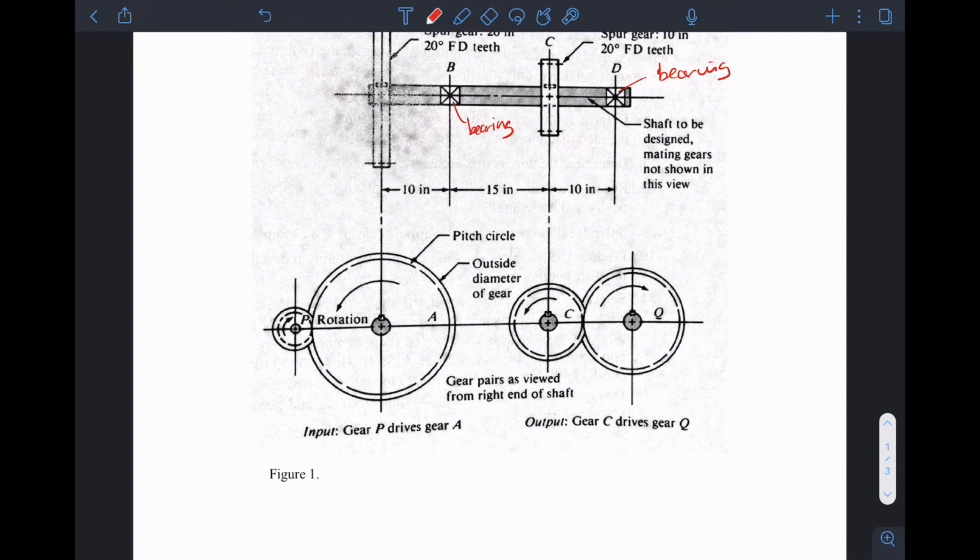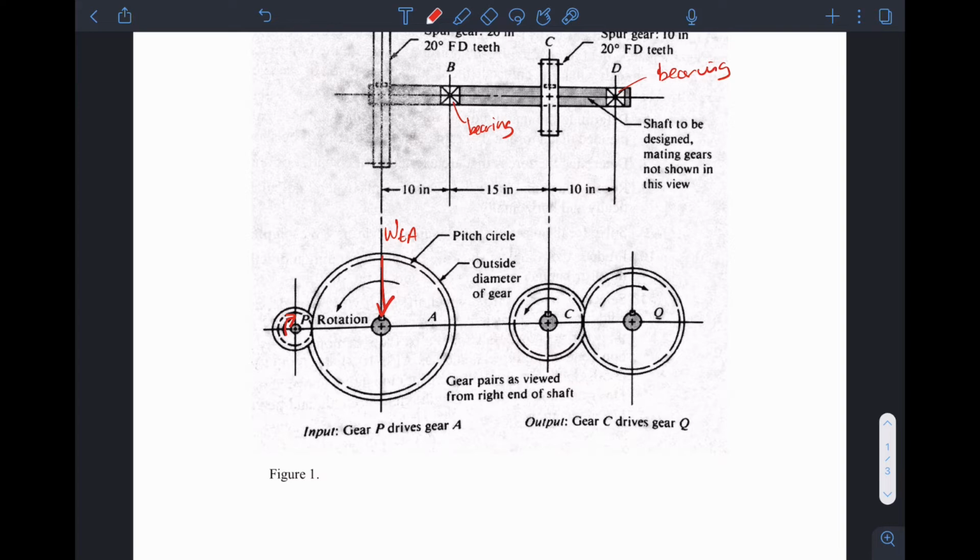If we look at the first gear, gear P drives gear A. You can see the input is in that direction, and it rotates gear A, so there will be a force acting down on the shaft, like that. This will be WTA, the tangential force at point A.